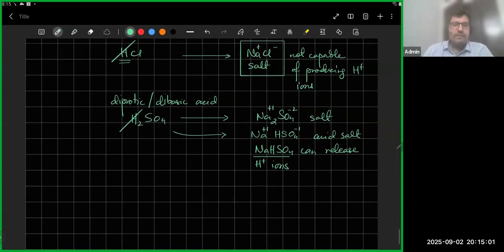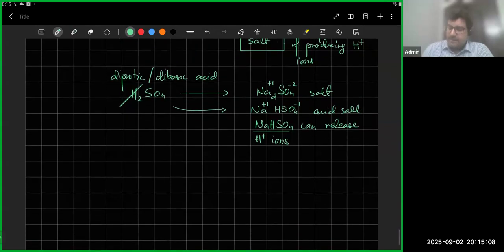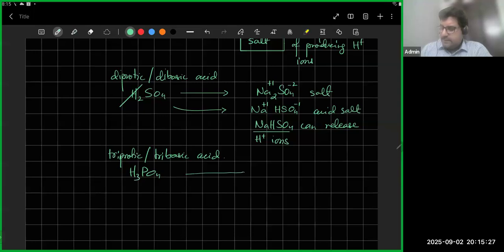And similarly, normally acid salts exist when you have diprotic or dibasic, or sometimes you have triprotic, tribasic acids. So let's do one example. So if I have triprotic or tribasic acids, for example, an example is H3PO4. So it can have two acid salts.